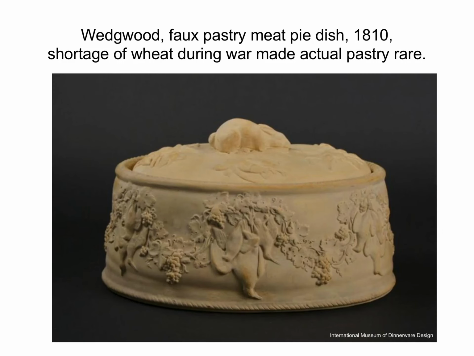Wedgwood did something very interesting again around 1810 during the Napoleonic War, where there was a shortage of wheat in England, so they couldn't make pie. So he designed a faux pastry meat pie dish, so that the ceramic looks like pastry, basically, and then they would put whatever would be in the pastry in the dish and serve it at the table as if it was made out of pastry, although it was all ceramic. That's an interesting way to deal with a shortage of a material like wheat during war when actual pastry was rare.